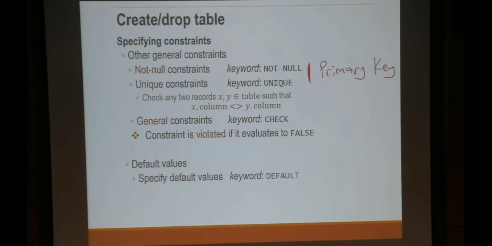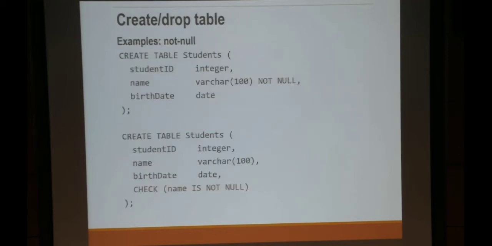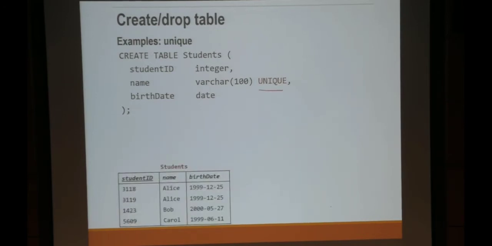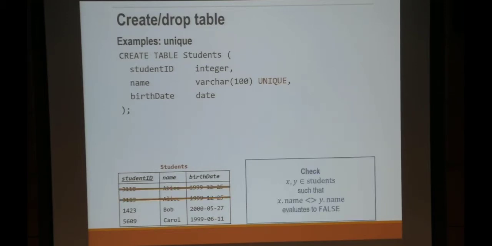Okay, so I'm just going to show you how it is. If you specify that this one is not null, you can use this way, or you can check that this one is not null. If you want to know whether certain attributes are unique, you can say that this one is unique. Okay, so now these two violate, because Alice is not unique. And this is what you check. You check for particular attributes whether or not it's false.